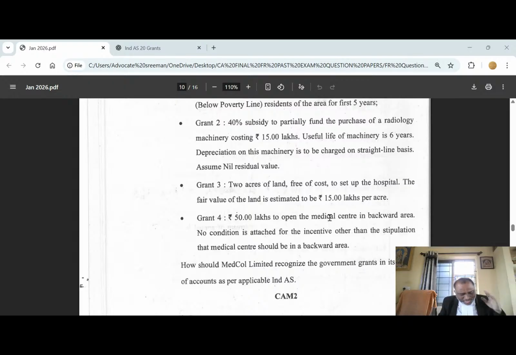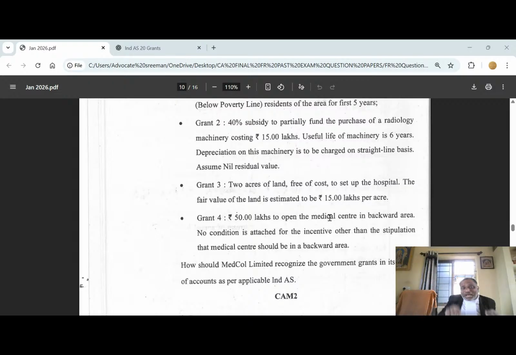Now, I would like to go to grant number 4. Grant number 4 is what? 50 lakhs to open a medical center in a backward area, no further conditions. Nature of grant is given to encourage location in the backward area. No performance or future compliance conditions.